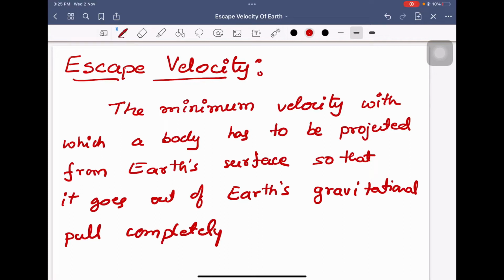Hi dear students, in this video we will try to understand the term escape velocity and we are going to derive an expression for the escape velocity of Earth. So what is escape velocity?